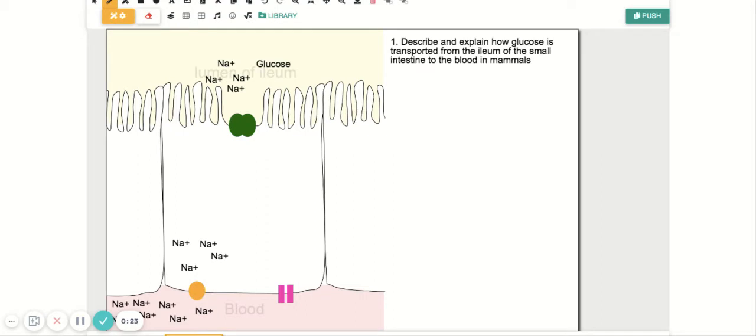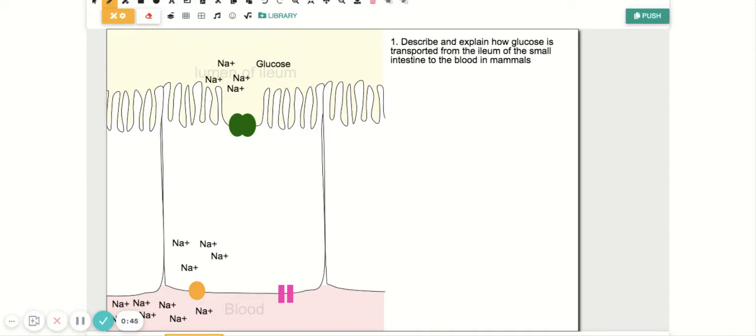So it could be an exam question, and if you understand it, then it's an easy sort of 3, maybe even 6 mark answer. So have a go if you want to at the question. Describe and explain how glucose is transported from the ileum to the small intestine. So pause, have a go at that, and then we'll describe it.